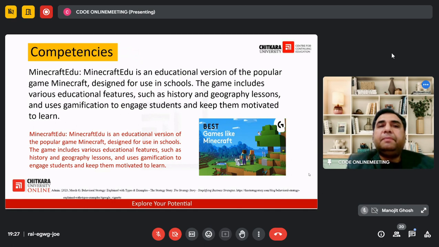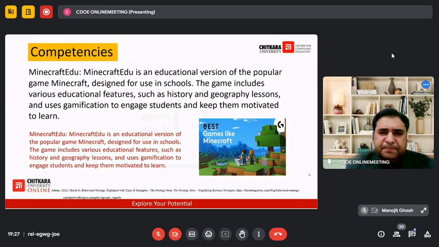Similarly, a company named Minecraft Education. I think most of you who have kids at the age of 5, 7, or 10, or probably 12 to 15, like me, when I'm sitting with my kids, I have to experience these Minecraft games.